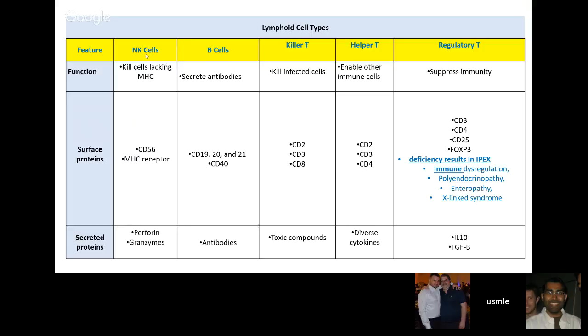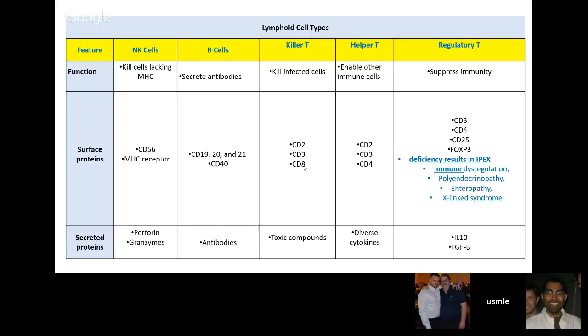So the natural killer cells. Natural killer cells are innate cells that kill anything that does not have any MHC. Keep that in mind. And their surface receptor would be the MHC receptor and CD56. What they're going to produce, once again, we saw that earlier: perforin and some other enzymes. B cells: antibodies, CD19, 20, 21, CD40. Remember lymphomas. And obviously antibodies. The killer T cells usually kill any infected cells.